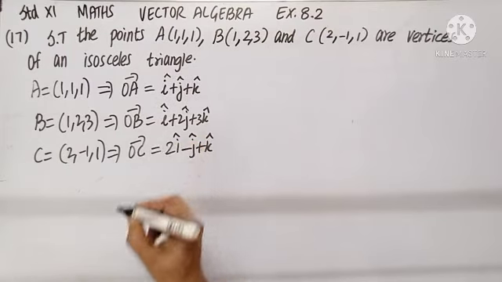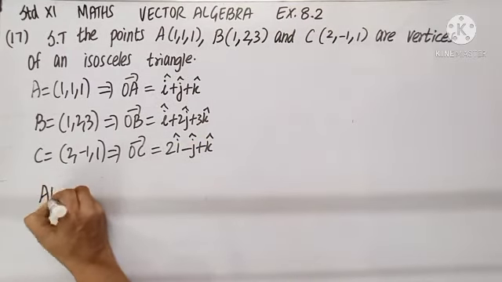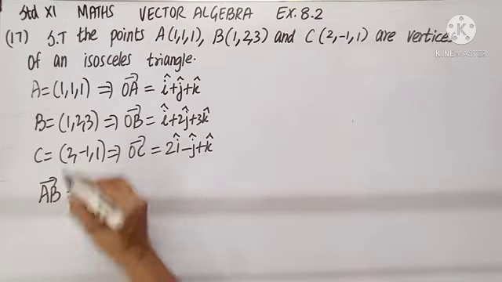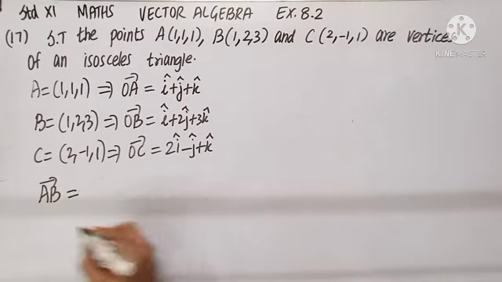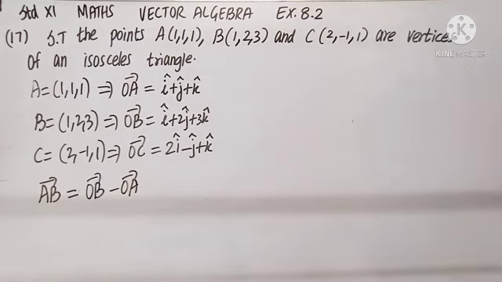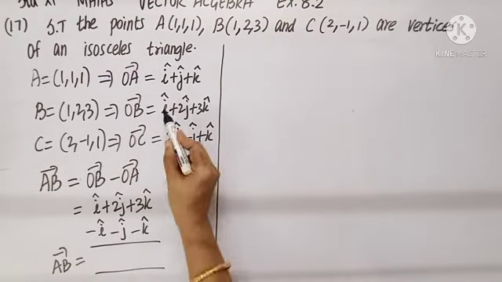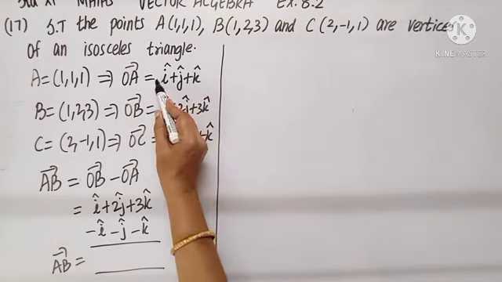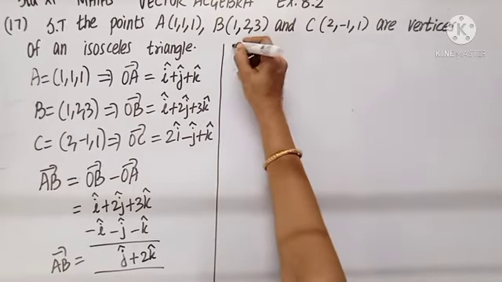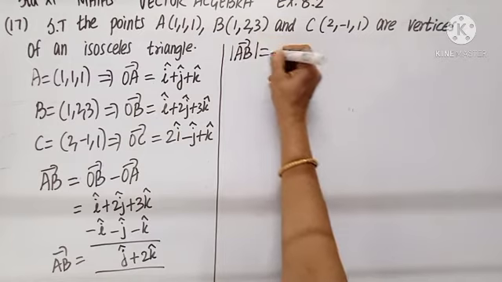As I know the three position vectors, my question is to find out the AB vector, because we need to find the sides of the triangle. So what is the AB vector? It is the OB vector minus the OA vector. As we substitute OB and minus OA, change the symbol and write it. As I simplify, i minus i cancels. 2j minus j, j vector. 3k minus k is 2k vector.